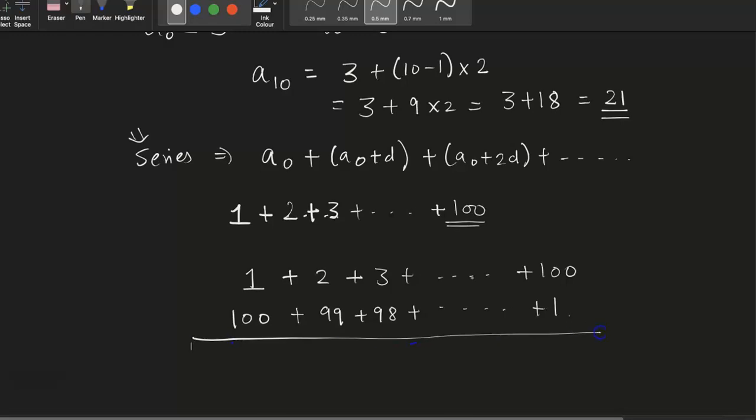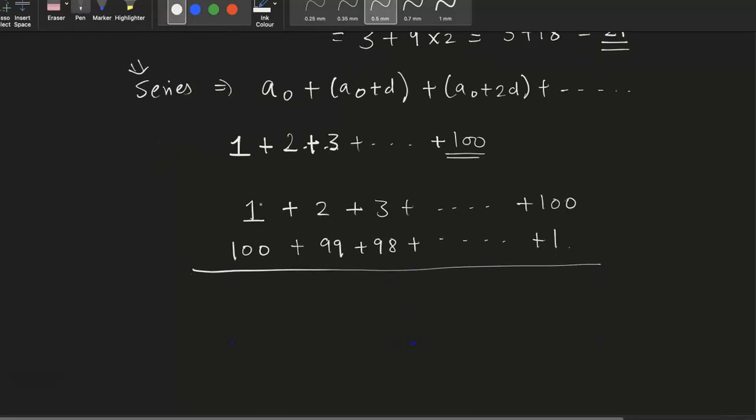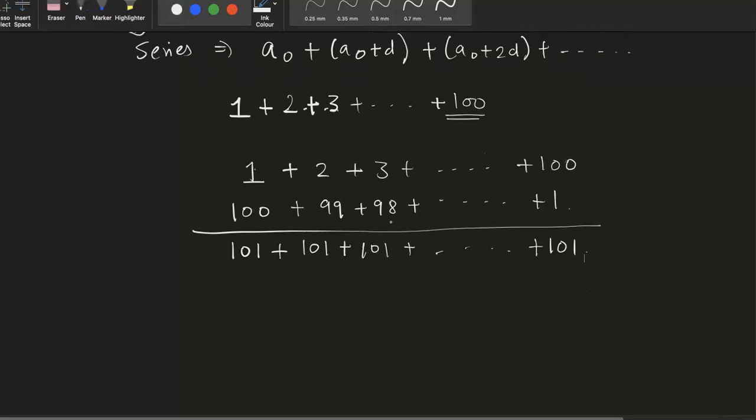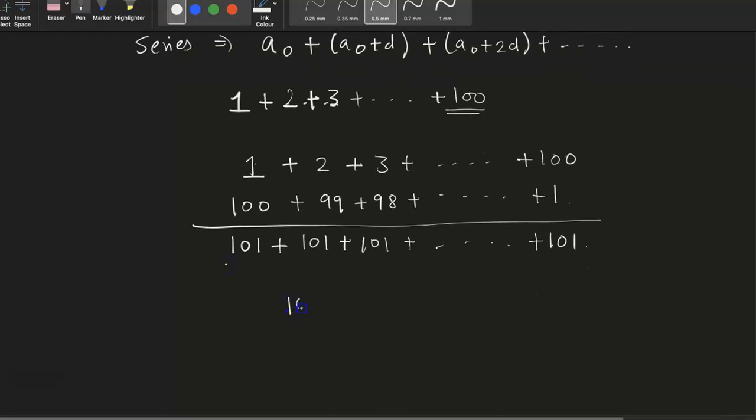And then he added this series term-wise. So 100 plus 1 is going to be 101, 99 plus 2 is 101, 98 plus 3 is 101 again, and if you keep on adding, it will be 101. So all the terms of this series are identical, right? And these are going to be the 100 terms. So that means the addition of these is nothing but 101 into 100, right?